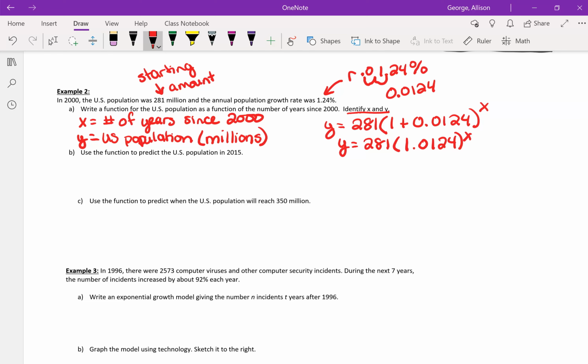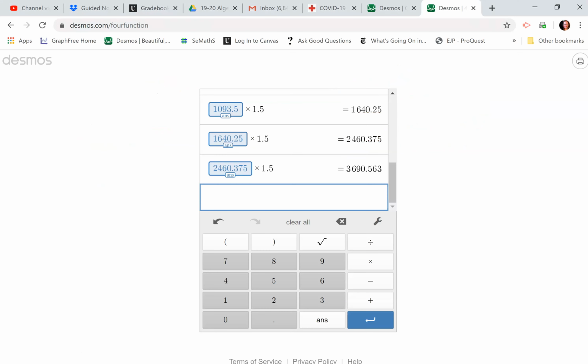Population in 2015. So we started in 2000. So that means for 2015, our x is going to have to be 15. If you put in 2015, what you're saying is, what's the population in the year 4015? That's not what we want. So we want to plug in 15 for our x. And you can do this in whatever form of calculator you like.